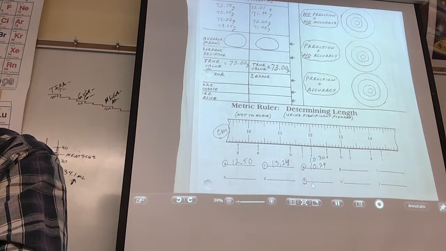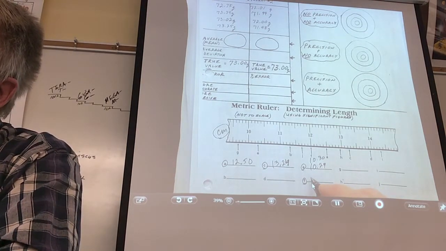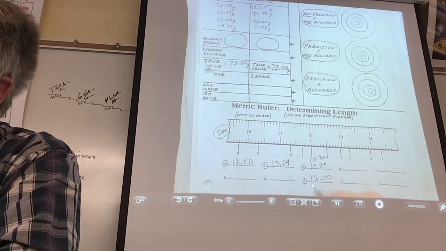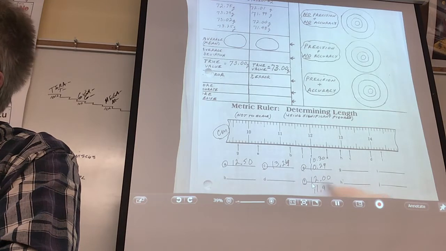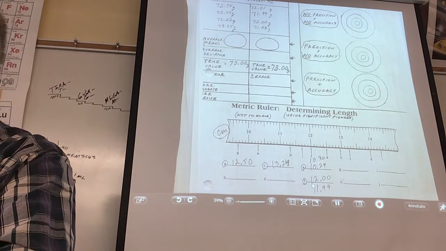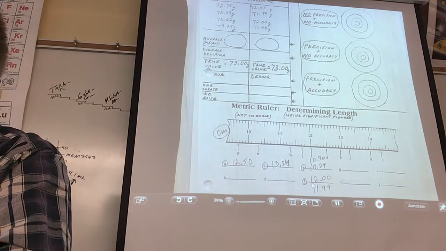Yes, Will. I got 12.00. 11.99. I think either one of those are good, but notice that if you use this ruler, you have to have hundredths place, don't you? All right, I think we got that down, right? We got that down?